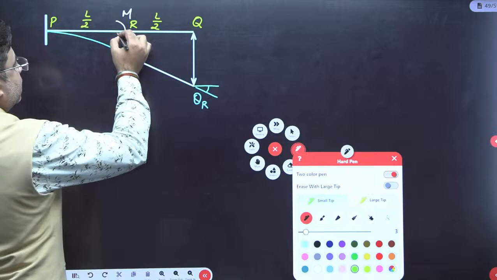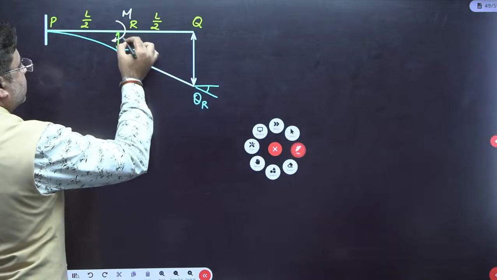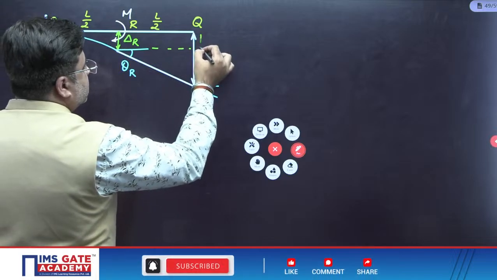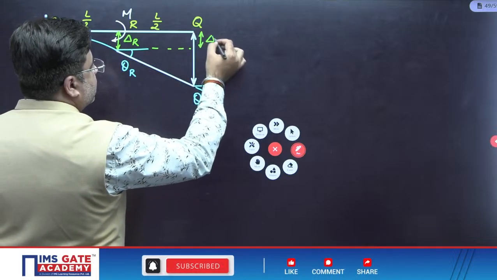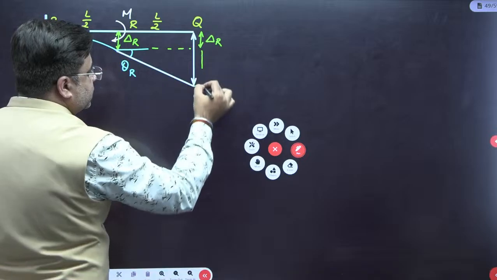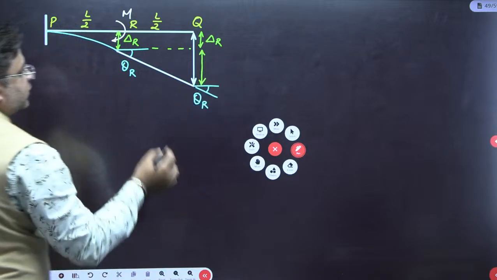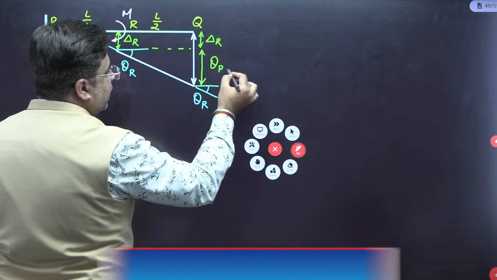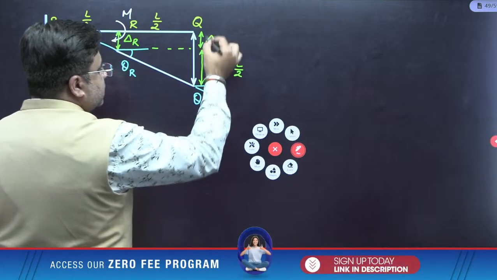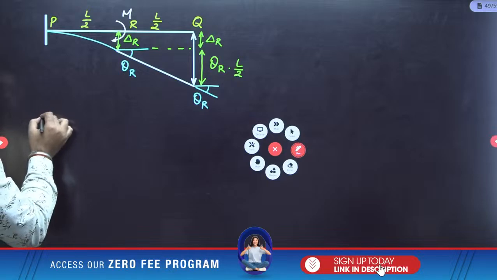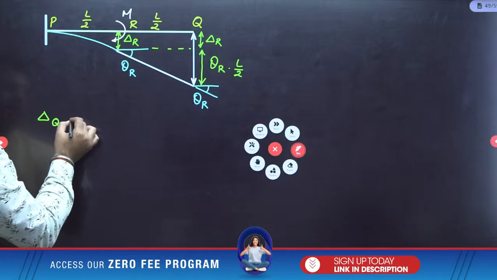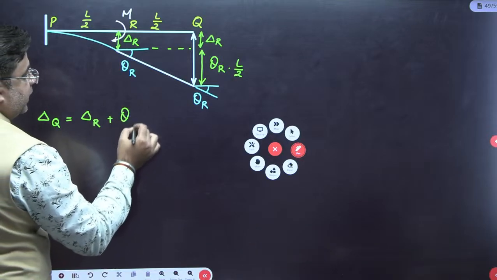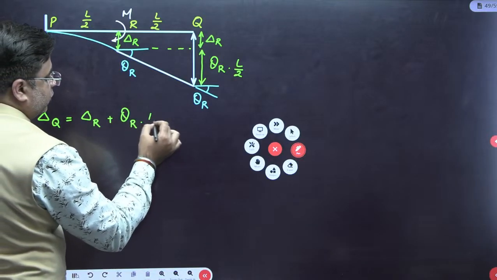First of all, this is delta R, and if you draw a dotted line here, this will be your delta R. What will be this value? So this value is theta R into L by 2. So this is theta R into L by 2. So this is your total deflection at Q. So total deflection at Q is equal to deflection at R plus theta R into L by 2.